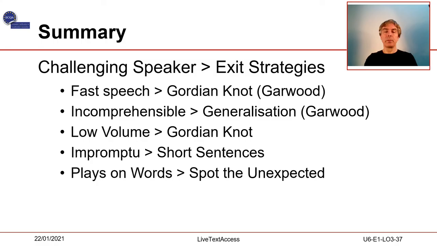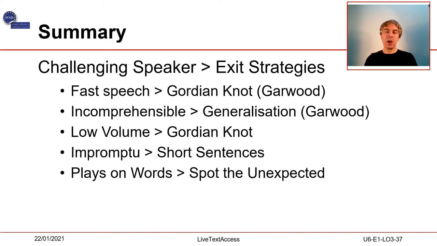Summary. In this video lecture, we have seen some concrete examples of how to behave when a speaker is challenging. When a speaker is challenging, we need to adopt what we call here exit strategies, meaning strategies to apply to exit a potentially dangerous situation for either the subtitler, the audience, or both. In case of a fast speaker, the mostly used technique is the Gordian knot or cut and knit strategy, meaning trying to reduce the speed by omitting whole chunks and then managing to make the non-omitted parts coherent among them.